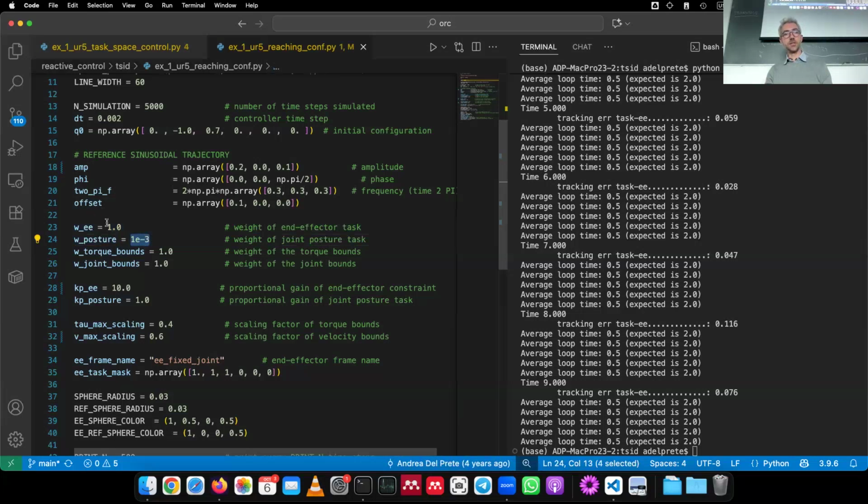we're going to deteriorate the tracking of the end effector task because the two tasks are in conflict. You cannot track a fixed joint posture and a moving end effector trajectory. These two are incompatible. But I think we have room for increasing a bit this weight, because now it's 10 to the minus 3, which is quite small. We can try to set it, for instance, to 10 to the minus 2.